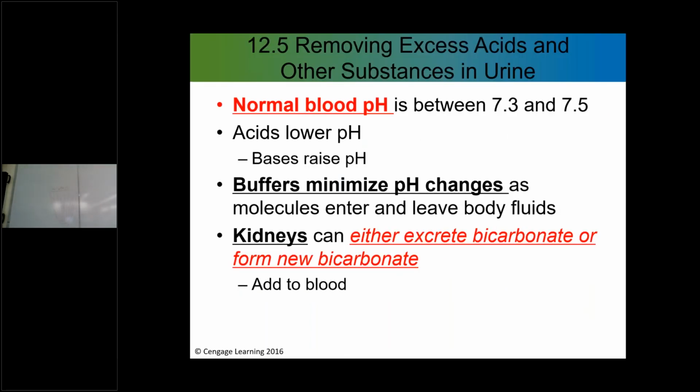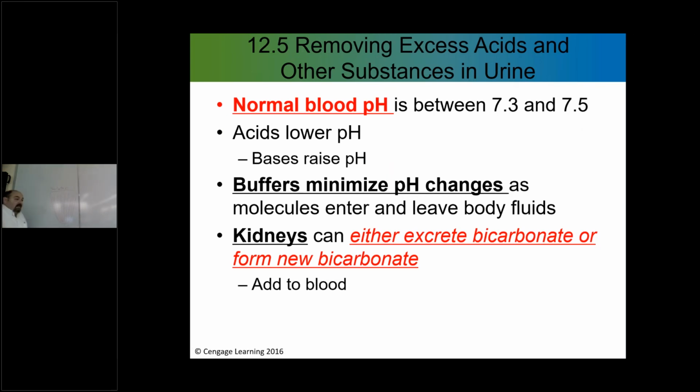pH. So the kidneys are actively involved in maintaining the body's pH levels. Okay, normal pH 7.35 to 7.45. So we say like 7.4 would be the average as far as pH is concerned of the blood. Too low, you're acidic. Too high, you're alkaline.